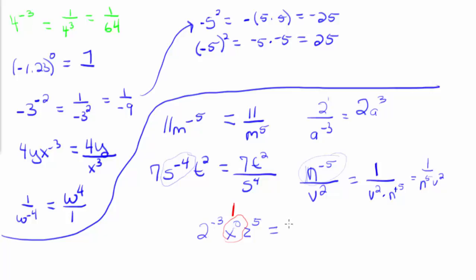Z to the 5th would stay where it is. Okay, because technically, remember, these are all over 1 as well. Z to the 5th would stay where it is, and then this 2 to the negative 3, we want to make that positive, so that has to come down and make it 2 cubed. So z to the 5th over 8. Okay.